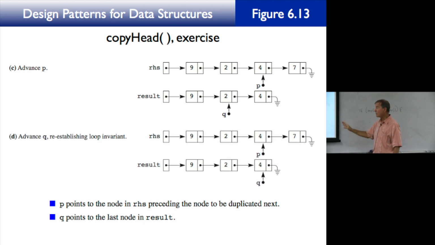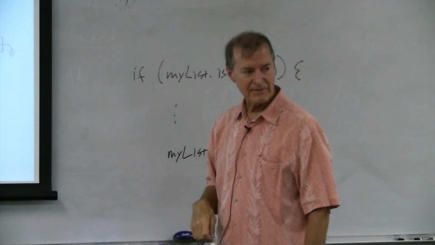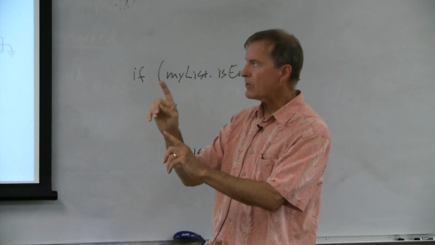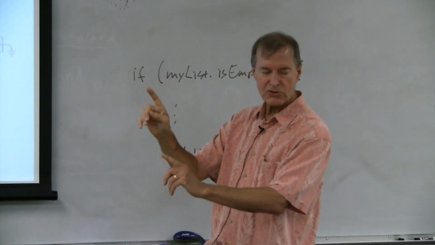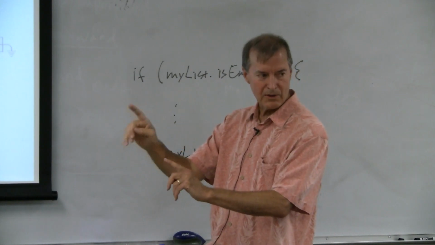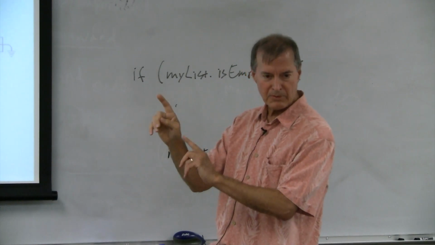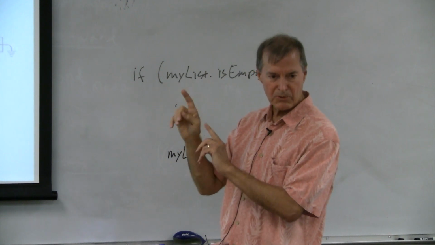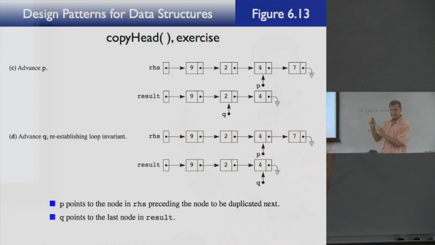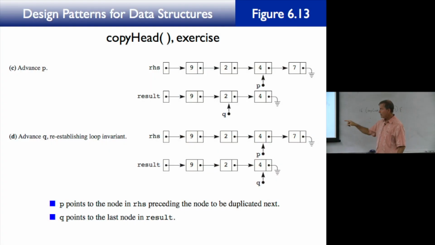And now the loop invariant has been reestablished, and it's time to go through the loop again. Do you see? P is going down the right-hand side, and Q is going down the result. See? So boom, boom, boom, boom. And then when you get to the end, figure out how to terminate your loop. And then return what?